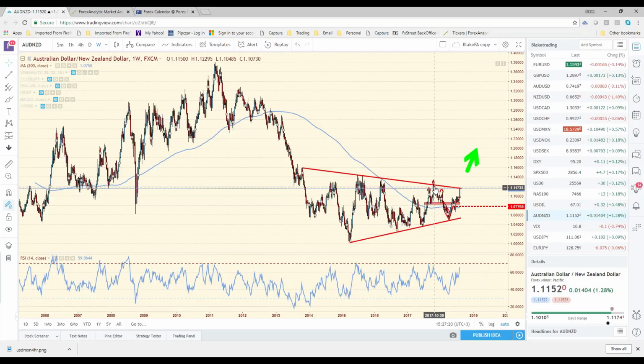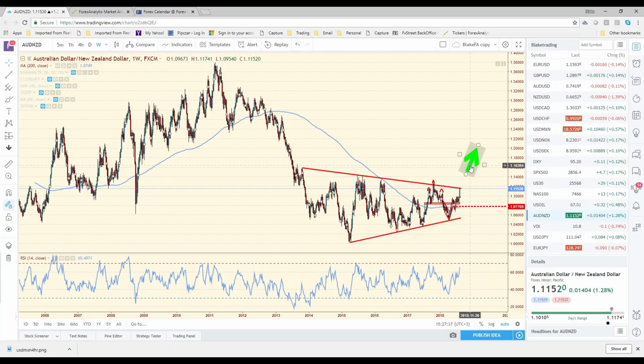But eventually I do believe that the Aussie New Zealand is going higher, and this might be the catalyst because it's a central bank move. This might be the catalyst that actually pushes it above those levels, especially if the RBA takes a little bit more hawkish stance moving forward.